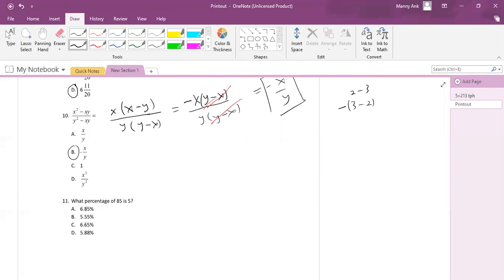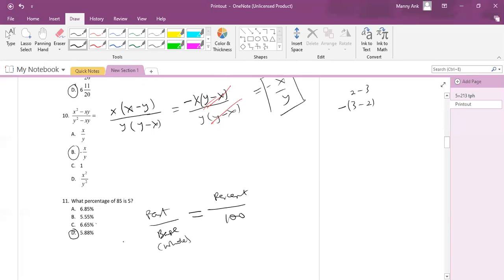Number 11 is D. What percent of 85 is 5? You can use a percent proportion. Remember, part over whole, or the base, is equal to percent over 100. 100 always goes to the base or the whole.